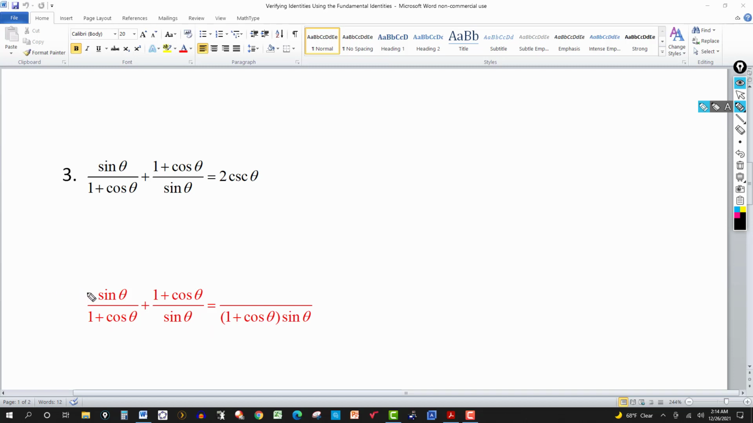So look at the first fraction. What's it missing here? On the bottom, it's missing a sine. So I multiply the top and the bottom by sine, and I would get this, right? So sine theta times sine theta, that's sine squared.